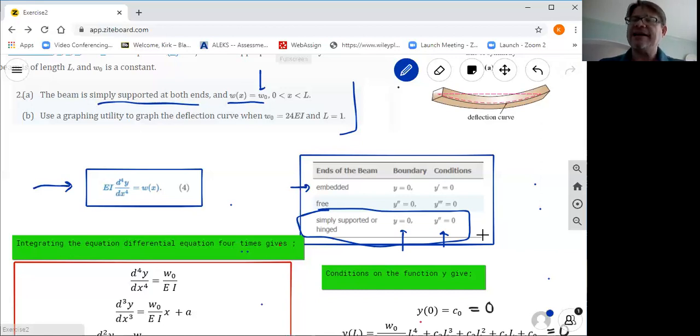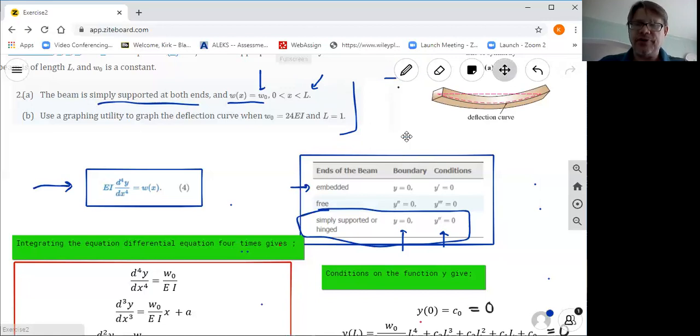the endpoints, at x equal to 0, which is our left endpoint. And notice that the right endpoint here is x equal to L. We're going to take the length of the beam to be some constant, capital L. So now we have everything that we need to go about solving this equation.